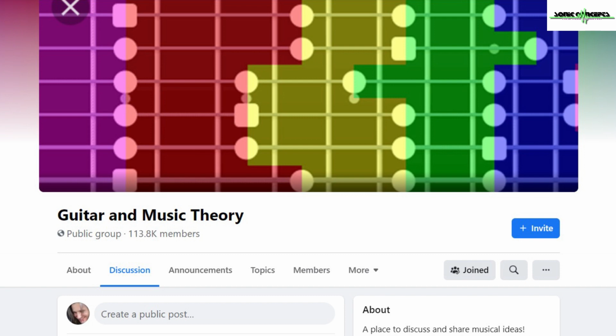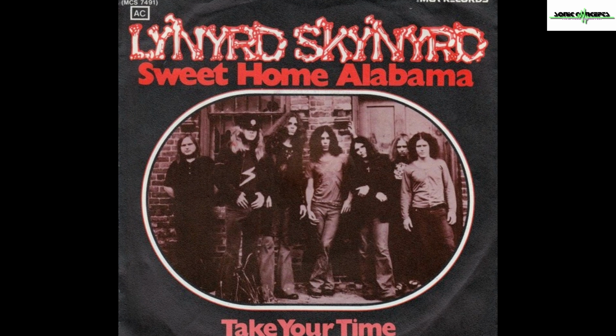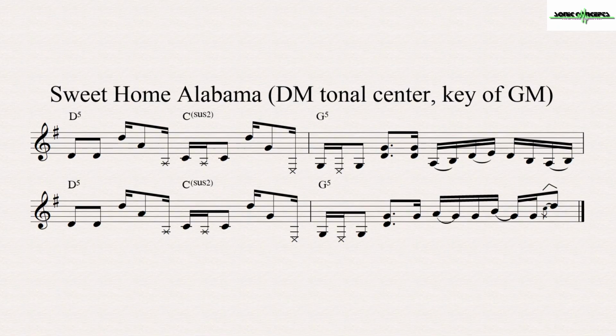At the Guitar and Music Theory Facebook group page, my friend James Stelling reminded me that a song can be written in a key that is not the same as its tonal center when we were discussing whether Sweet Home Alabama by Lynyrd Skynyrd is in the key of G major or D major. Here's the guitar part for Sweet Home Alabama. In this instance, the tonal center is D major, but the song is written in the key of G major. This is because the key of G requires fewer accidentals to be written even though the tonal center is D major. If we wrote this song in D major, we would have to add a natural sign to every C that appears.